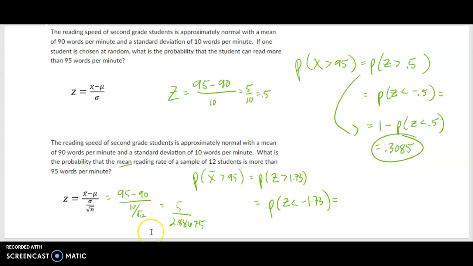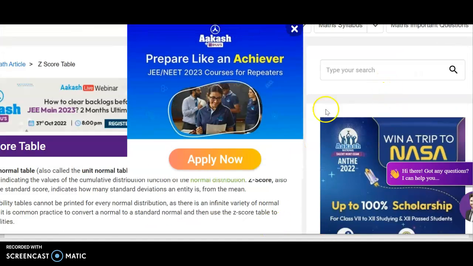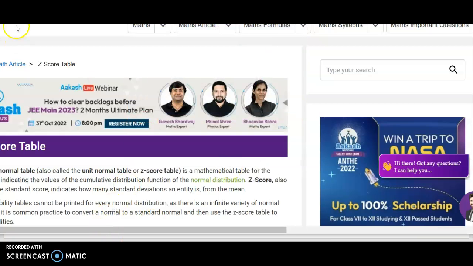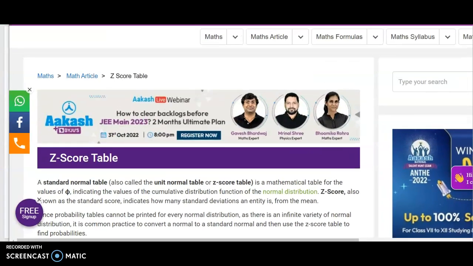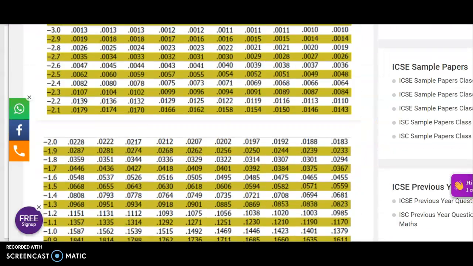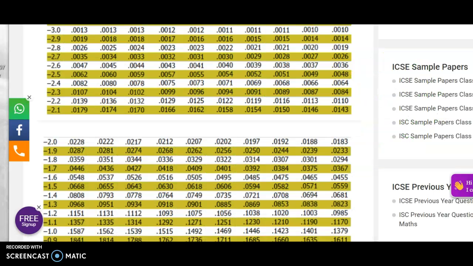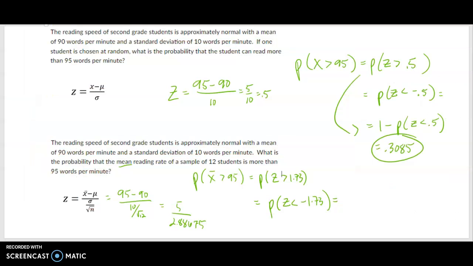And let's see what we get on my z table this time. Let's see here. Negative 1.73. 0.0418 is the probability.